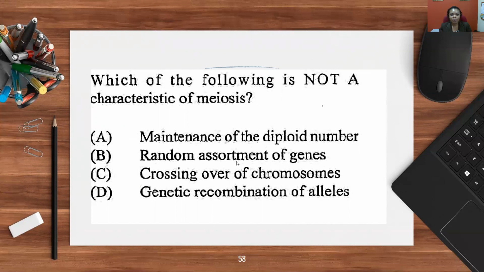Maintenance of the diploid number, random assortment of genes, crossing over of chromosomes, genetic recombination of alleles. And the answer is A. So maintenance of a diploid number. Remember that in meiosis, the daughter cells would be haploid, right? And that's used to form gametes, which would be the sperm and the egg. Remember that each of them contains 23 chromosomes, which is half the full number, which is 46. So that is important though, because when sperm and the egg come together, you get a full complement, you get a 46. So it can't maintain the diploid number there. So the one that is not a characteristic would be A.